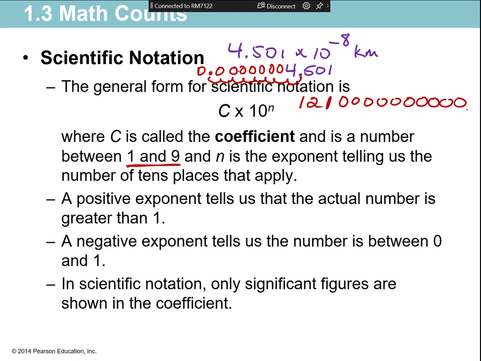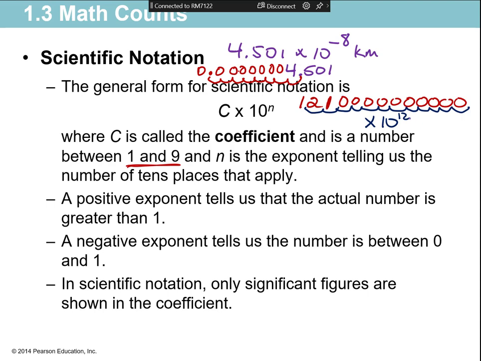12. So it'll start here. 1, 2, 3, 4, 5, 6, 7, 8, 9, 10. Because I told you there was 10 zeros. But then it's got to go 11, 12. So I know that my exponent is times 10 to the 12th. So by the number of those movements I had to go, that's what that exponent value is telling me. Notice it's a positive exponent because it's bigger than 1.